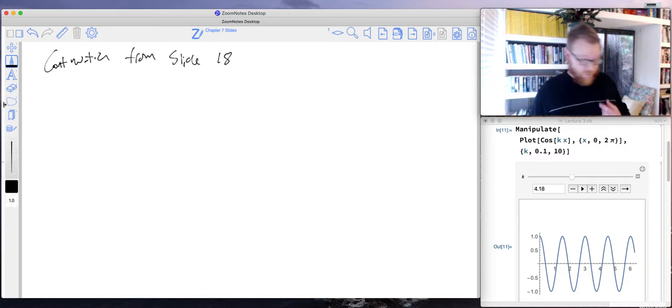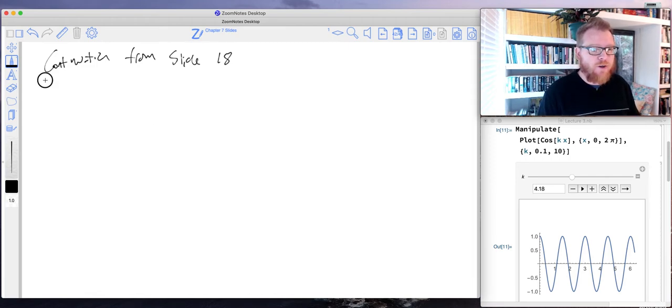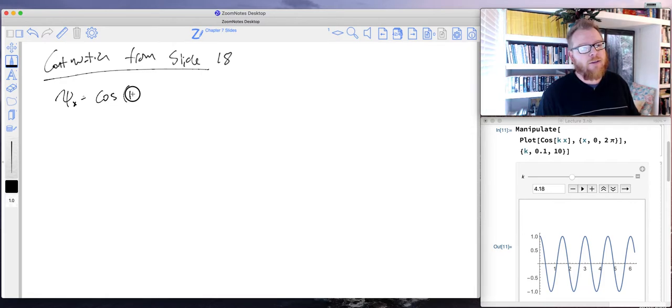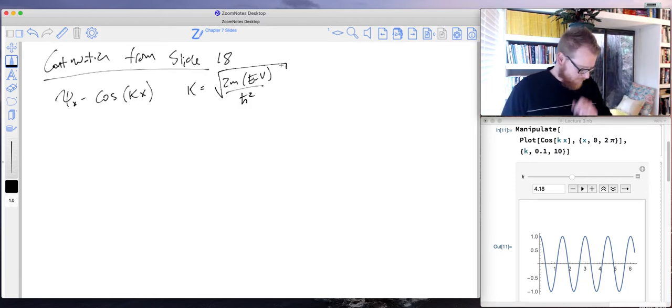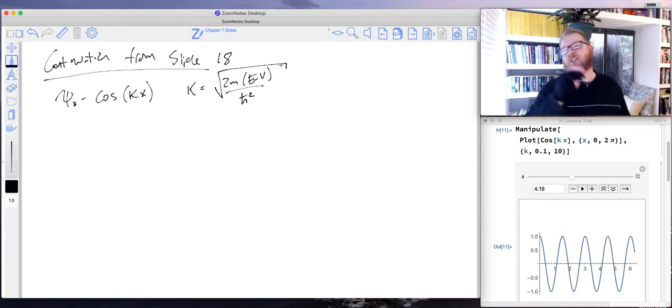Okay, and so what I want to do, that solution that we just came up with, let's rewrite that. Psi of x equals cosine kx, where k equals the square root of 2m(E minus V) all over h bar squared. So there's a game we're going to play here, and we're going to kind of go in circles to see if solutions we come up with are confirmed by other solutions.